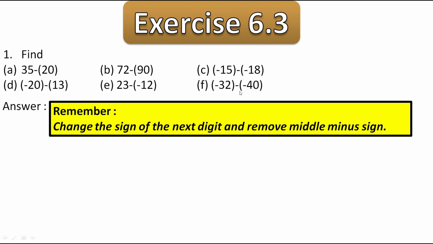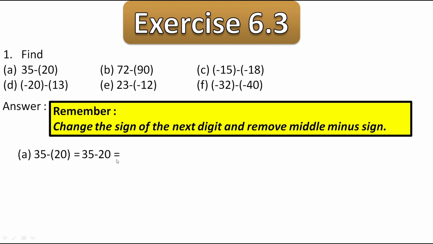It means we have to change the sign of this 20, because the next integer is 20, and we have to remove this middle minus sign. Okay, so let's see how to do that. The first question is 35 minus, in the bracket, 20, which means 20 has a plus sign, but we have to do the operation minus. So first we keep this 35 as it is, and we change the sign of this 20.